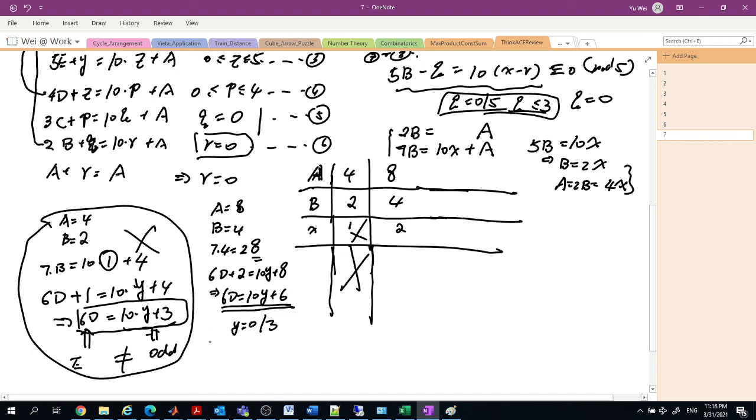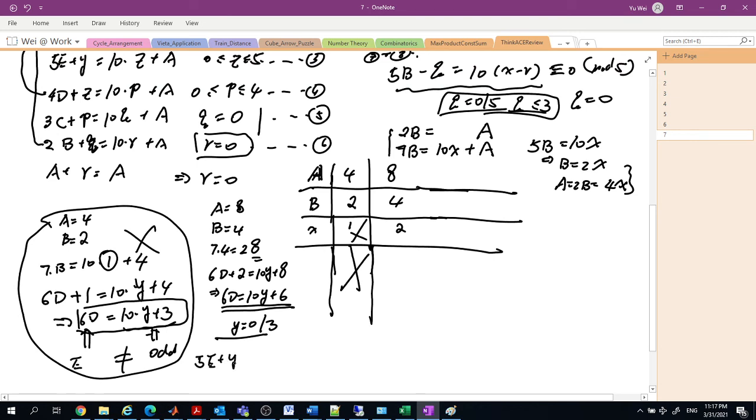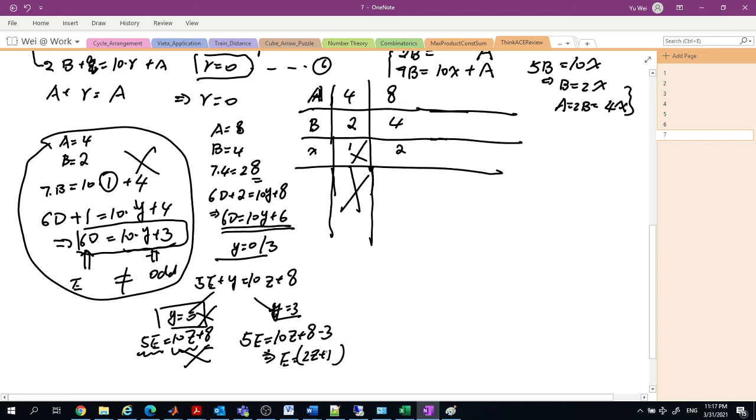Then let's carry in the next level. That's equation 3. Okay, so now let's see 5e plus y equals 10z plus 8. Okay, so if y equals 0, then 5e equals 10z plus 8, right? So this is a multiple of 5, but this is not a multiple of 5, so there's no way. So y cannot equal 0, then y equals 3. So if y equals 3, then 5e equals 10z plus 8 minus 3. So we get e is equal to 2z plus 1. Okay, so e is 2z plus 1.